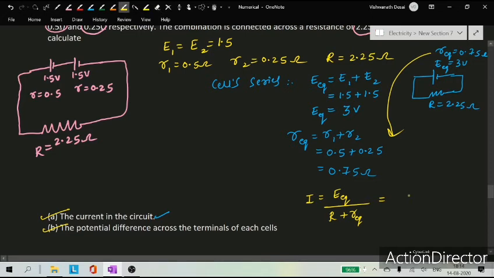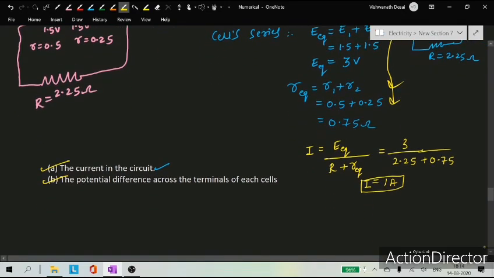Sorry, it is E equivalent first we will write. E equivalent is how much? 3 divided by total resistance connected, it is 2.25 plus r equivalent, that one we can use now, 0.75. So that is equal to, if you calculate it, you are going to get the answer exactly 1 amp. 1 amp of current you are going to get. So all the answers you can put in a box. It is easy to identify.